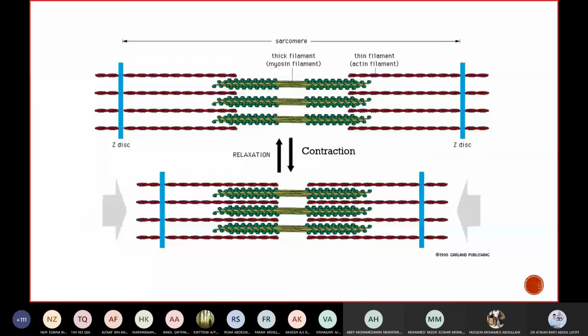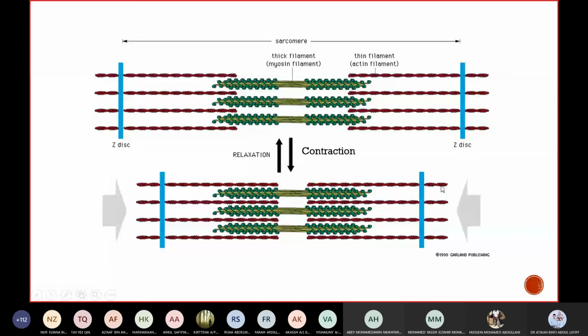So if you see here, this is your thick filament, which is myosin, and this is your thin actin filament. And this is your Z line. So from one Z to another is one sarcomere, right? And during contraction, these bands do not change in size. What happens is they slide over each other closer together, making the Z lines closer together.